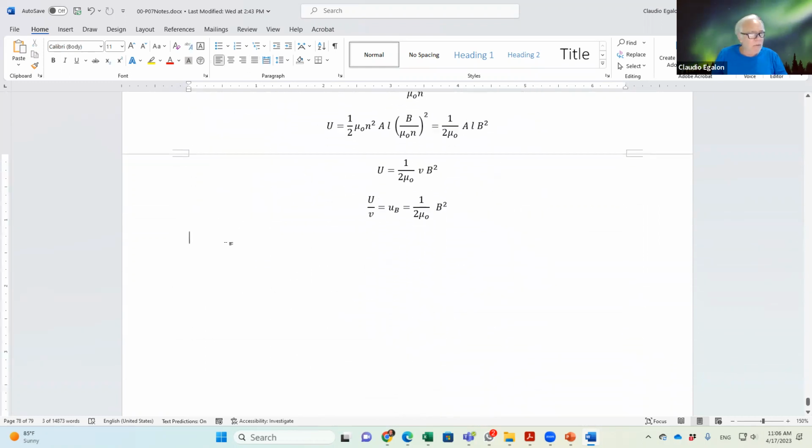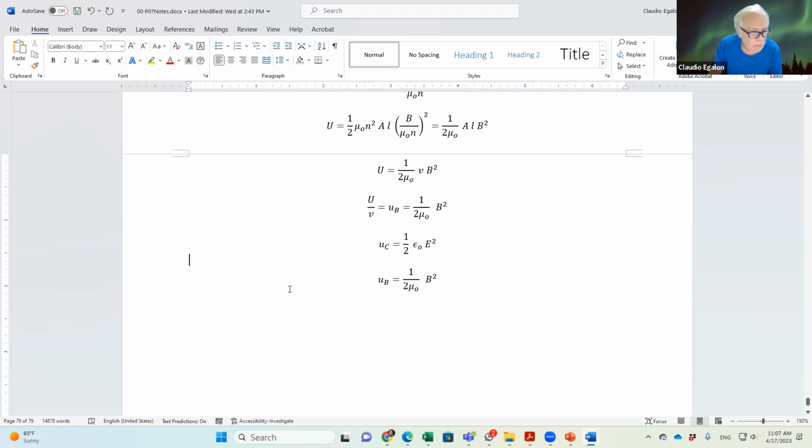Okay, for the capacitor the energy per unit volume is half an electric constant times E squared. For the inductor it is also a half times a magnetic constant, the inverse of my magnetic constant, times B squared. Isn't that nice? They are both proportional to the square of the field.